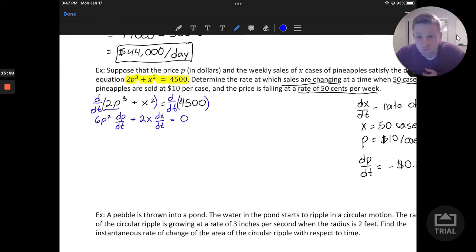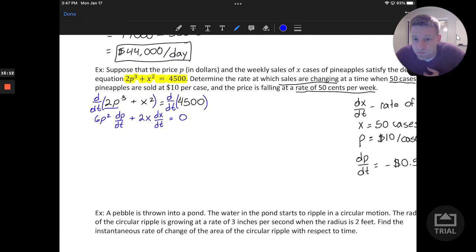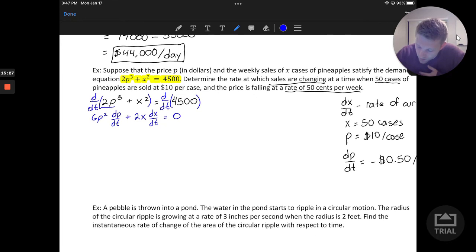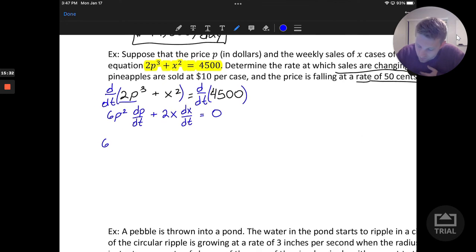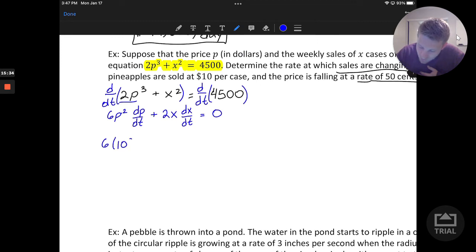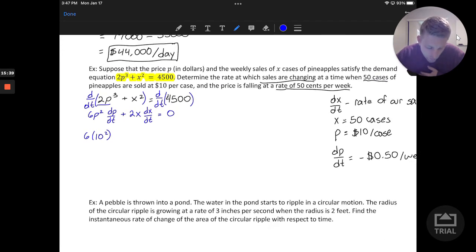Now, at this point, we can plug in the values that we're considering, the price, the change in price, and the number of cases sold. And let's go ahead and dive into that. So we know that we'll have 6 times p squared. p is right now $10 a case. So we'll do 10 squared times dp/dt. The rate of change of the price is going to be 50 cents, but it is going to be negative, so make sure we do that.